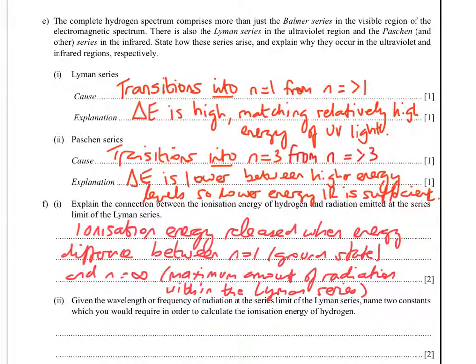The next question asks us to connect the ionization energy of hydrogen and the radiation emitted at the series limit. So the first IE is released when the energy difference between n equals 1, so the ground state, and n equals infinity, so the maximum amount of radiation permissible within the Lyman series, is actually achieved.